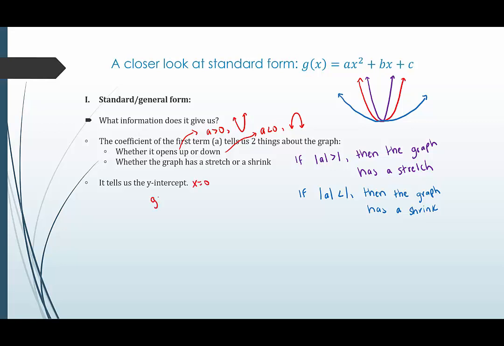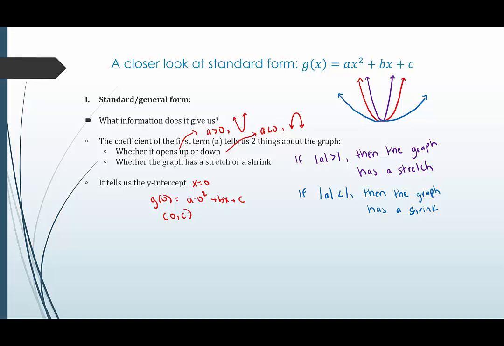And if we were to plug in 0 for x in this graph, the first term goes to 0 because we have 0 squared times something. The second term goes to 0 because it's being multiplied by 0. That leaves us with the third term. So the y-intercept, when we're in this form, would just be (0, c).